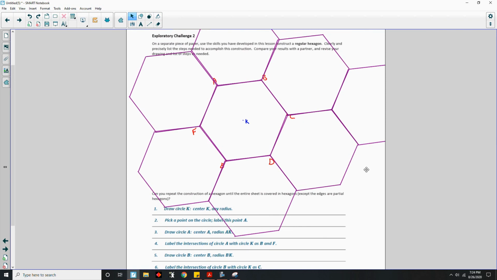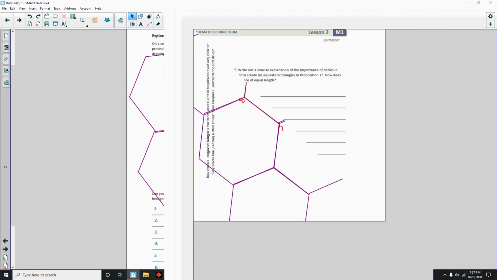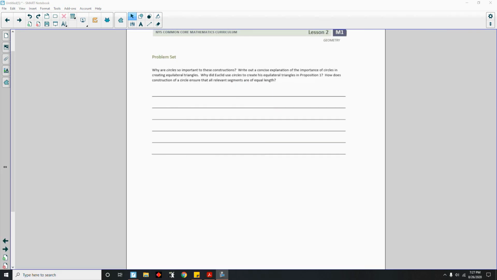All right, so there it is. So yes, you can repeat the construction of a hexagon until the entire sheet is covered in hexagons. Think of it as wallpaper, and it is called, if you want to know, a tessellation. Okay, page 4 brings us to the end of lesson 2. Go do your problem set.